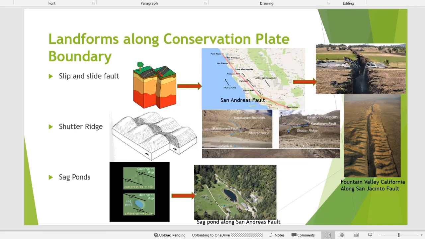Coming to the next type of boundary, which is called the transform fault line, or you can say conservation plate boundary, because there is neither loss nor gain in the earth crust. So it is often called the conservation plate boundary. Here, along the fault line there will be movement or sliding of the earth crust. So we will see some deformation on the cultural landscape. This San Andreas fault is one of the renowned transform fault boundaries.